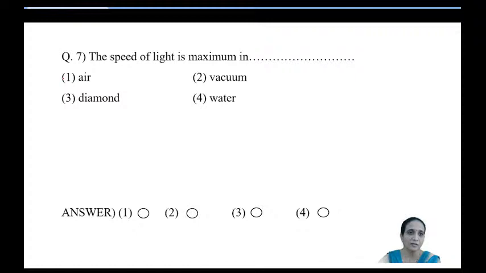Question number 7. The speed of light is maximum in. First option air, second option vacuum, third option diamond, and fourth option is water. The speed of light is maximum in vacuum. So your answer over here, you will darken the second option, that is the circle which is provided in front of the second option. You will darken that circle.